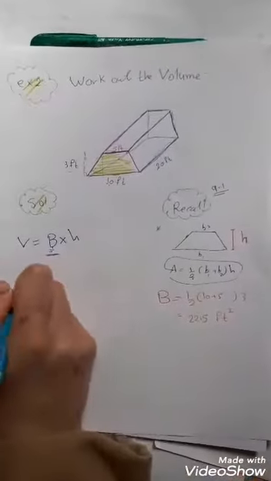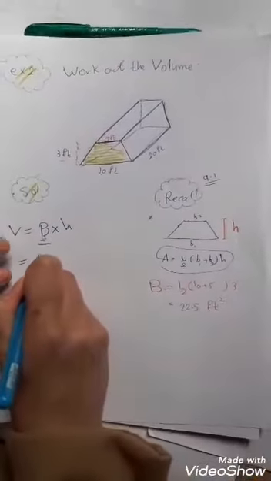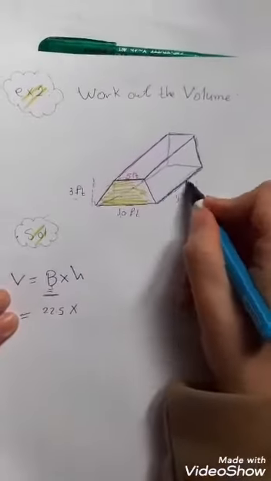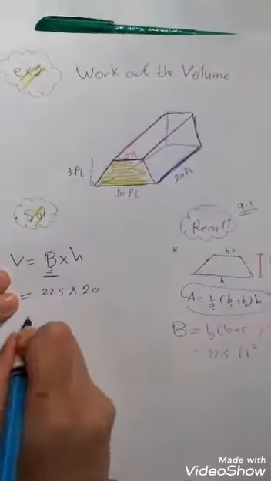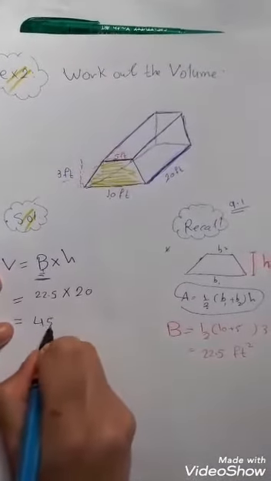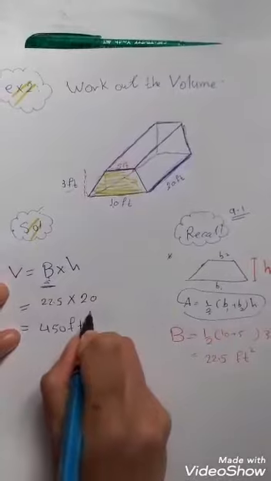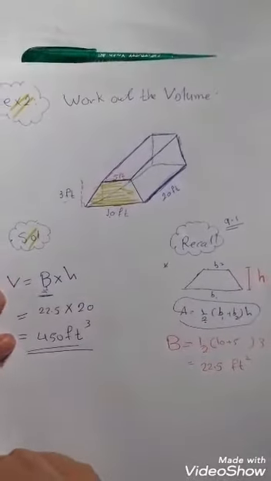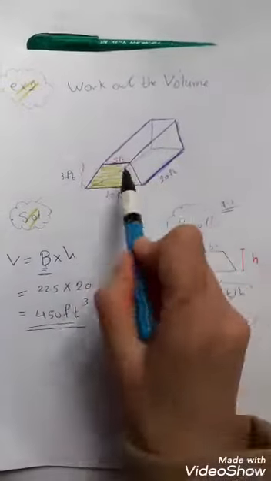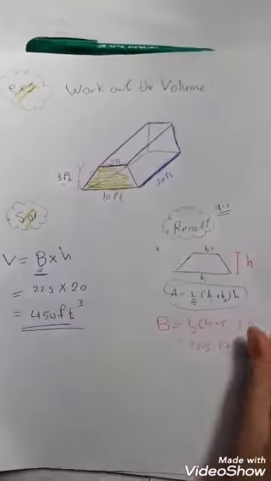Now let's go back to the volume. The area of the base is 22.5, times the height of this prism, which is 20. Multiply them. The solution will be 450 feet cubed. So I found the area of the trapezium, and I multiplied the area by the height, which is 20.